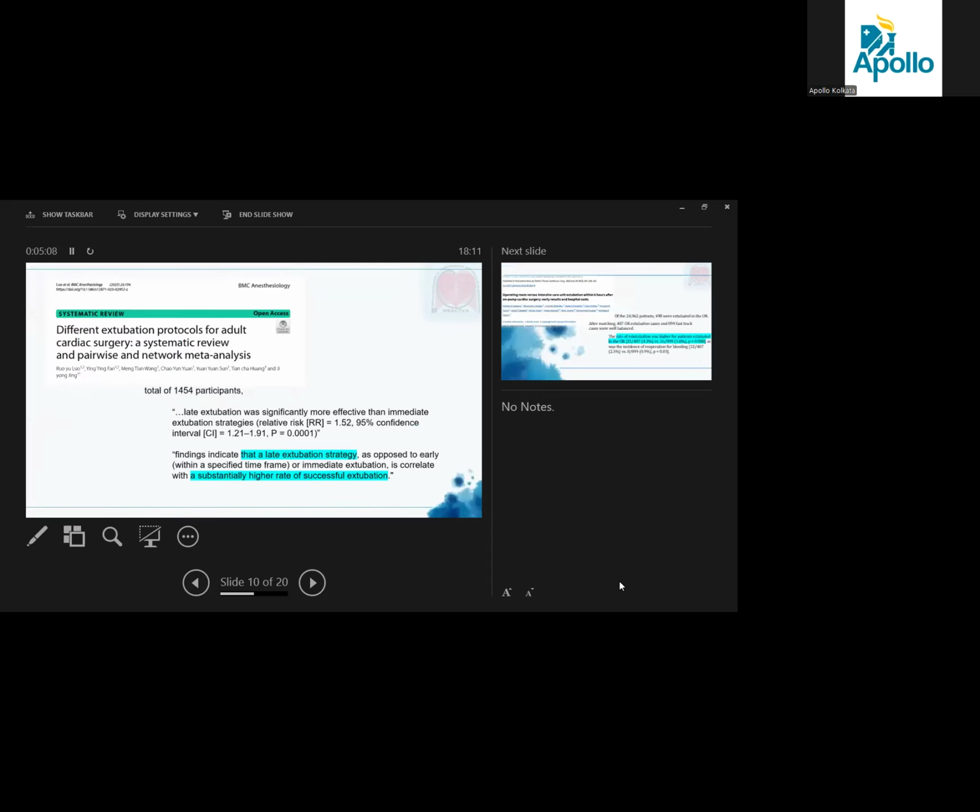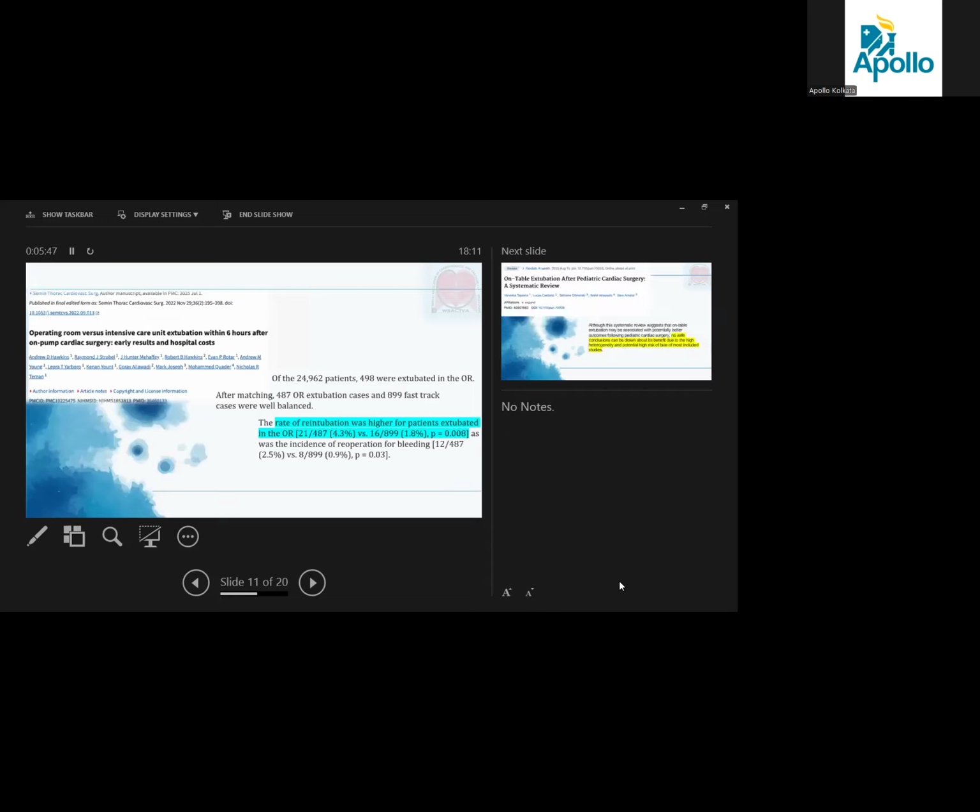And yes, a different extubation protocol for adult cardiac surgery: a systematic review of 1454 patients, late extubation was significantly more effective than immediate extubation strategies. With a relative risk of 1.52 and a 95% confidence interval, the p-value was significant at 0.00001. The findings indicated that the late extubation strategy has a substantially higher rate of successful extubation and a better outcome than immediate extubation.